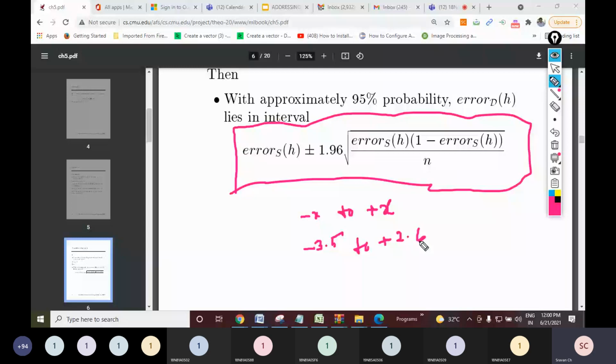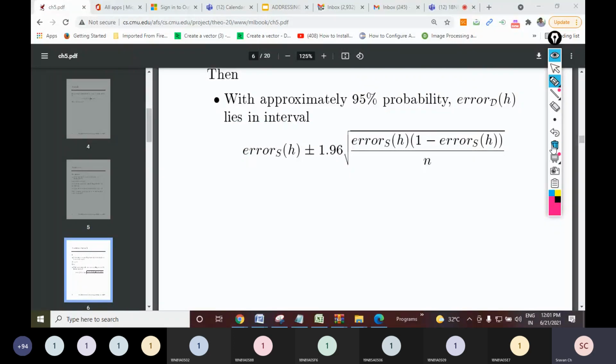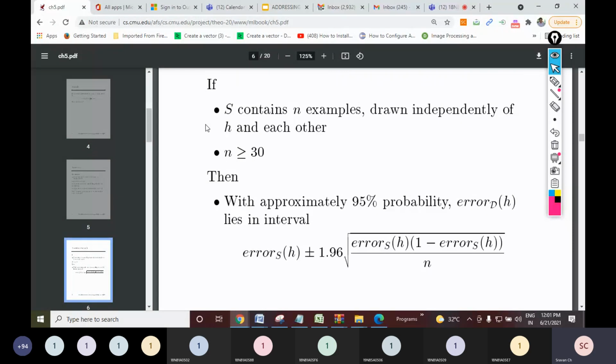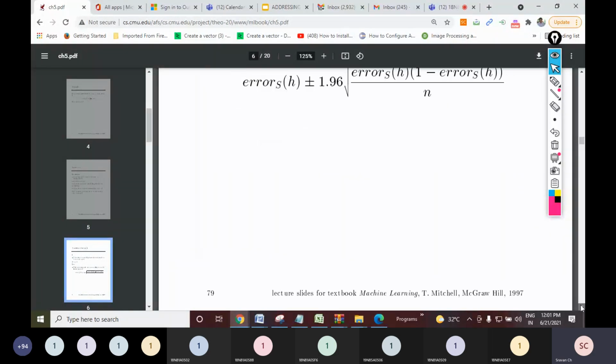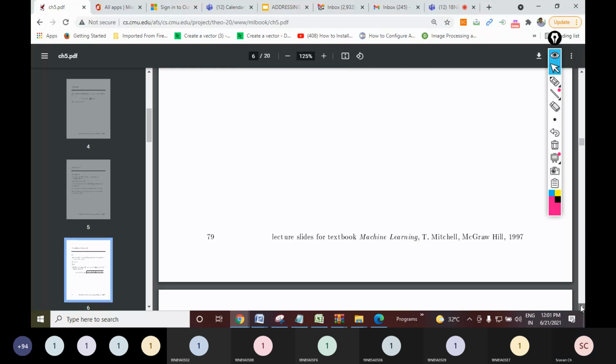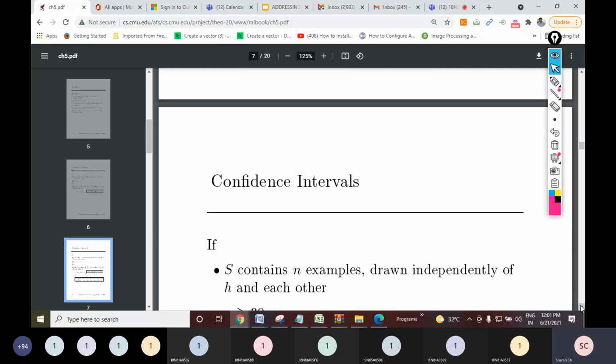So this is an important formula, and this 1.96 is not fixed. It will change. I'll show you why it will change and how it will change. Friends, please observe there is a requirement that your n, the number of records, should be greater than or equal to 30, that is, your overall data set D should be at least 30. If it is less than 30, this formula will not work and will not give you an accurate result.